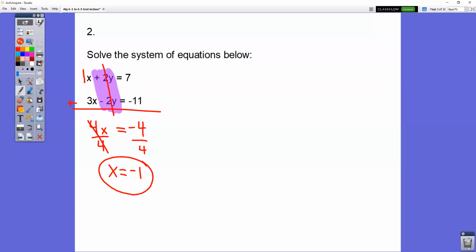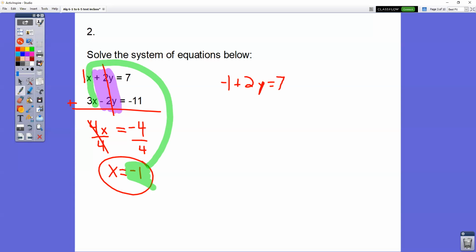Now you have your choice. We need to do the same thing that we did last time. We have our answer of x equals negative 1. We want to now take that and sub in for x in either equation. Doesn't matter which equation, you could sub it into either one. I like that upper equation better. So instead of x plus 2y, I have negative 1 plus 2y equals 7.